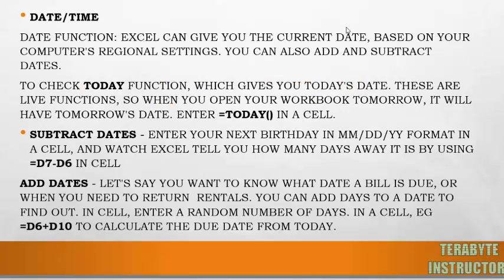Now for date and time, Excel can give you the current date based on your computer regional settings. If the date of your system is, let's say, 12th of January 2020, when you type the function TODAY, it's going to tell you the current date according to what your system sets. And also you can subtract dates, which I'll be showing you how to do in Excel. Very important.